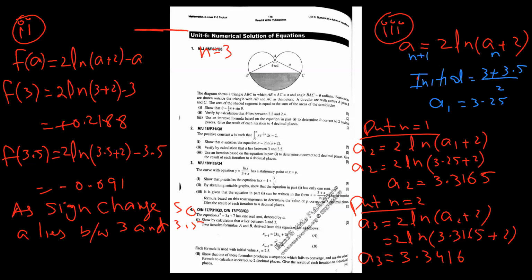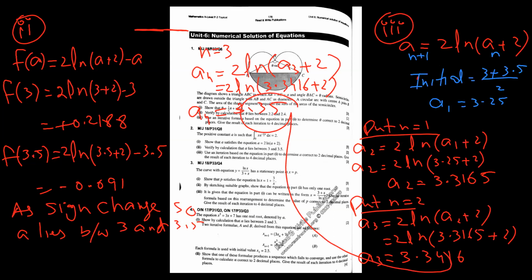Bismillah. When I put 3 here, I get A4. I am doing 4 directly: 2 times 2 logarithm A3 plus 2, and this A3 will go here. So 2 times 2 logarithm 3.3416 plus 2, and let's see what answer A4 comes. My answer is coming 3.35. Now 3.35 is matching, going close: 3.25, 3.31, 3.34, 3.35. I think I am going to do the last iteration now.